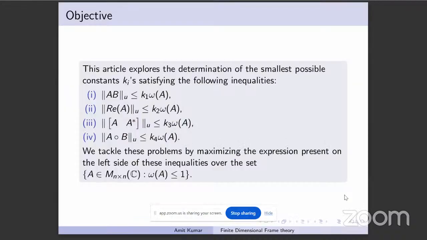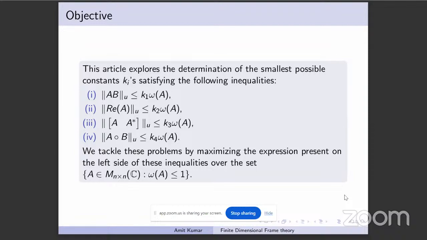Our objective in this article is to find the smallest positive constants Ki satisfying the following inequalities. The norm of ABU is less than or equal to K1 omega A. Second, the real part of A, which means A plus A star upon 2, and similarly problems 3 and 4.